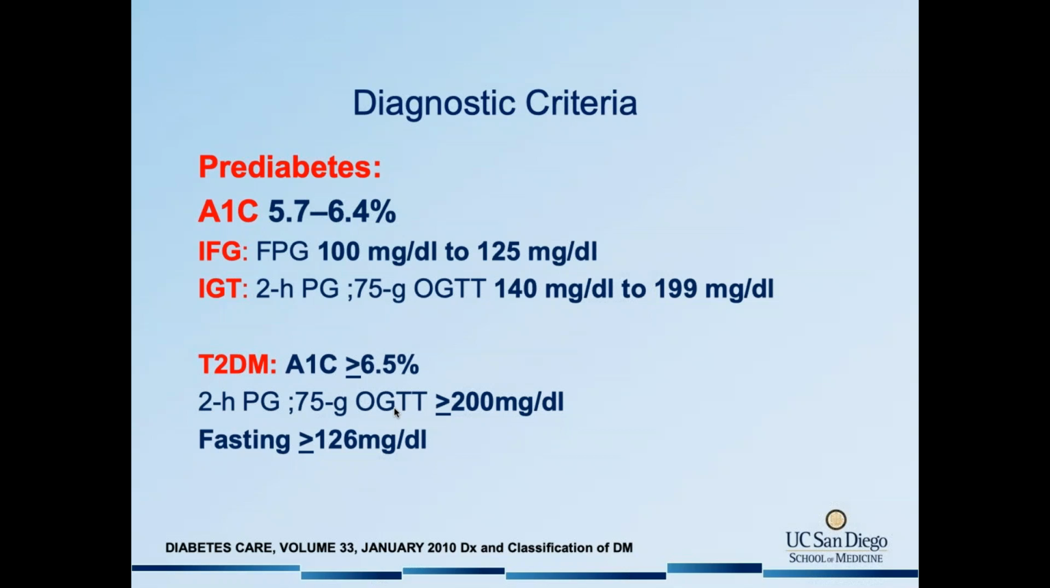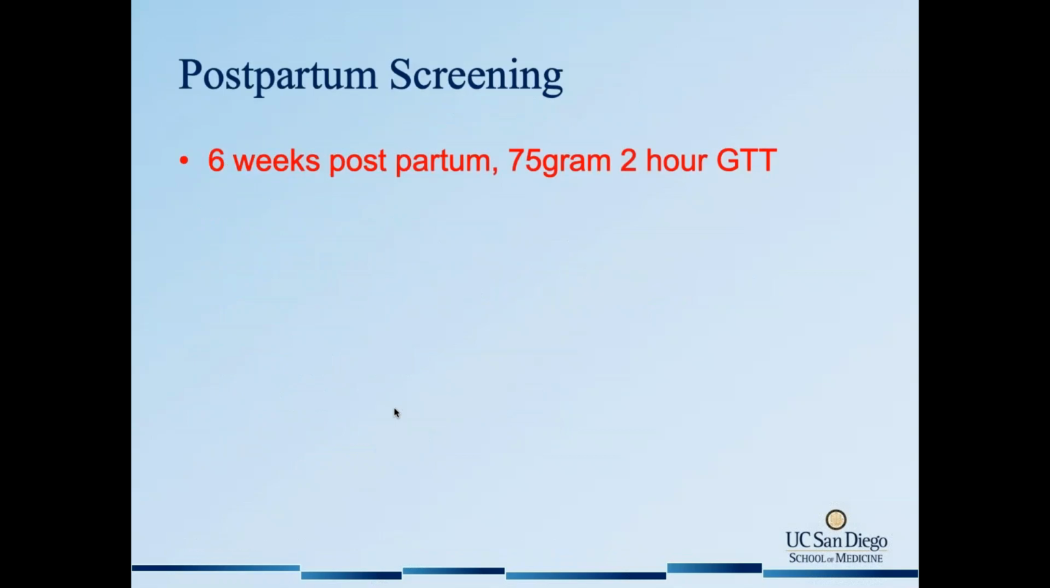And then of course, to diagnose type 2 diabetes, an A1C of 6.5 is what we utilize. It's a nice test to do because the patient doesn't have to be fasting, but also if you do a confirmatory 75-gram OGTT, it's a 2-hour value of greater than 200, and of course a fasting of greater than 126. Currently, the American Diabetes Association and ACOG recommend a 75-gram OGTT at 6 weeks postpartum.